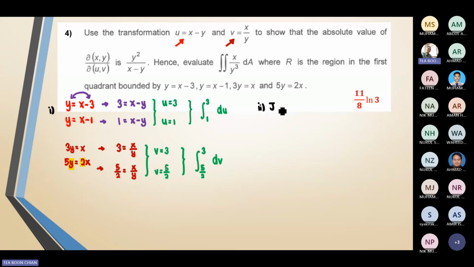So the Jacobian of xy transformed into uv is given by 1 over the determinant: differentiate u with respect to x, differentiate u with respect to y, differentiate v with respect to x, differentiate v with respect to y.